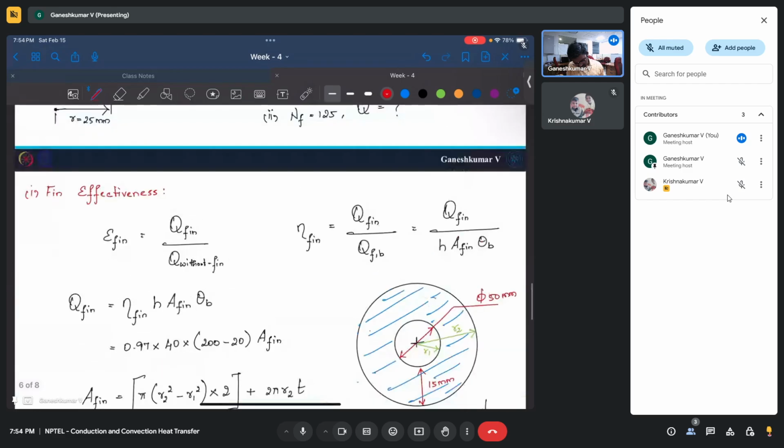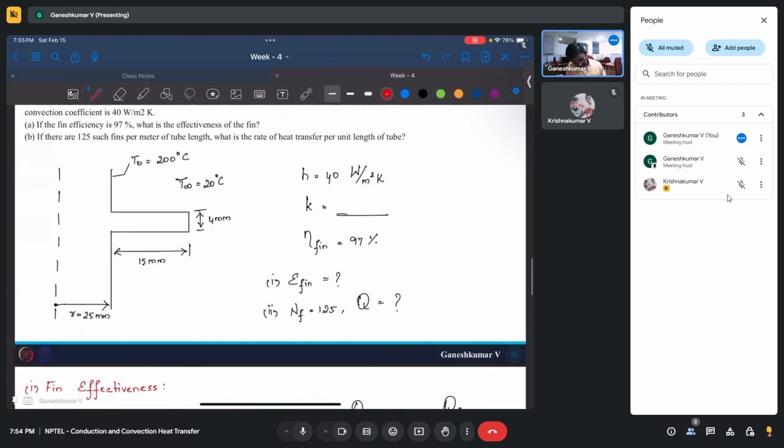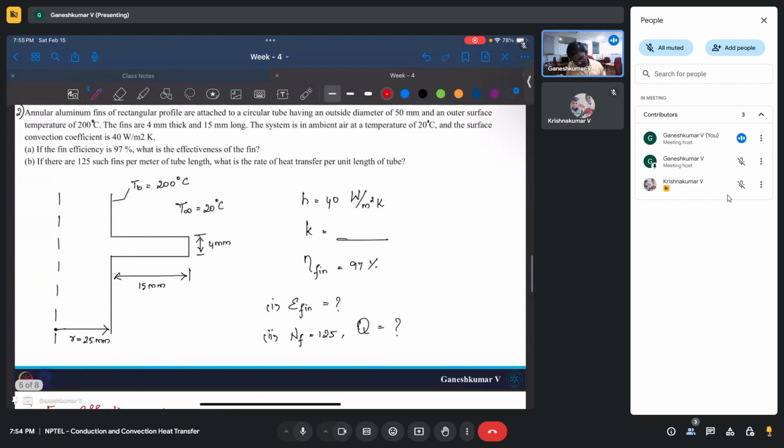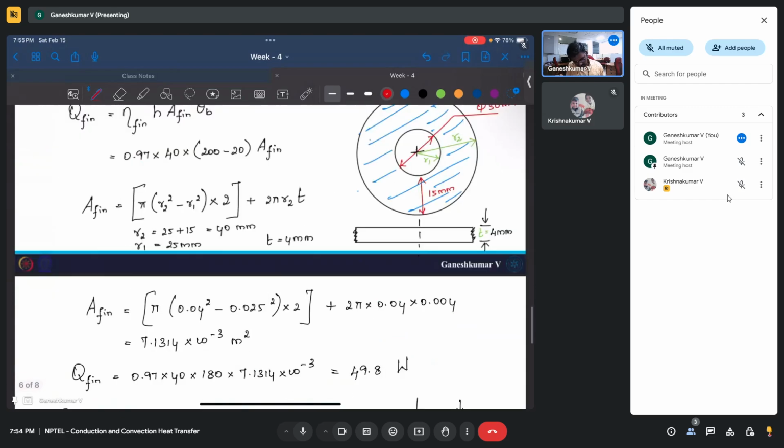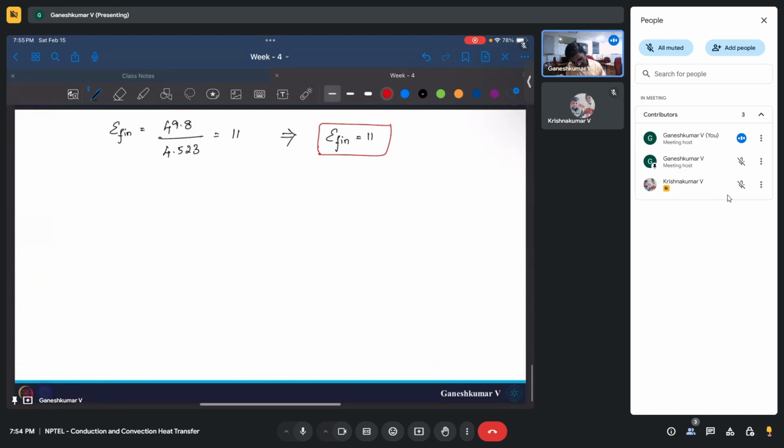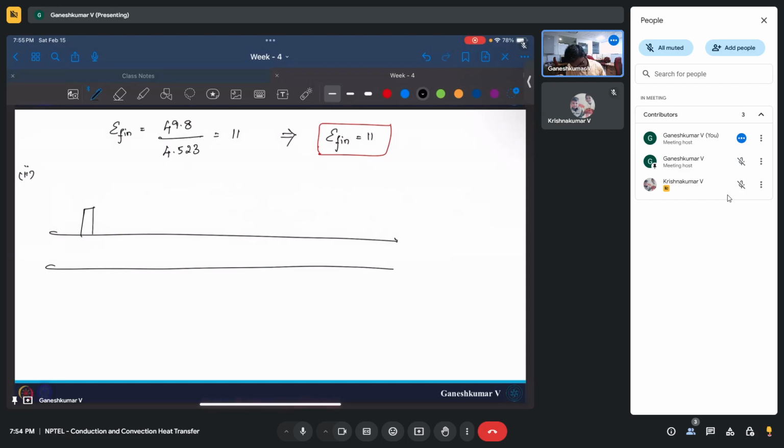Alright, so this is the first part of the problem. The second part is when you have 125 such fins in your tube, then what would be the total heat transfer? Now this is your tube and you have these fins aligned like this.